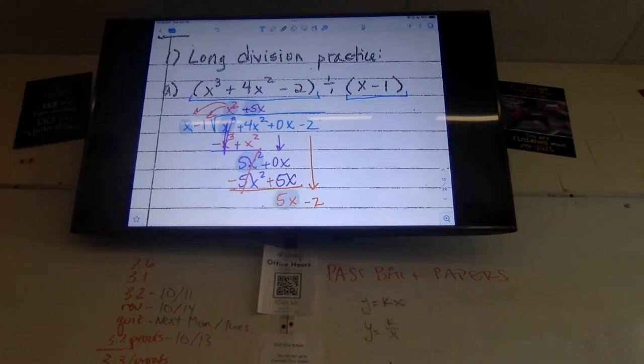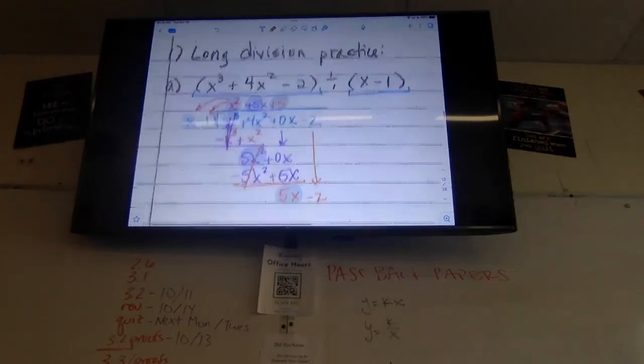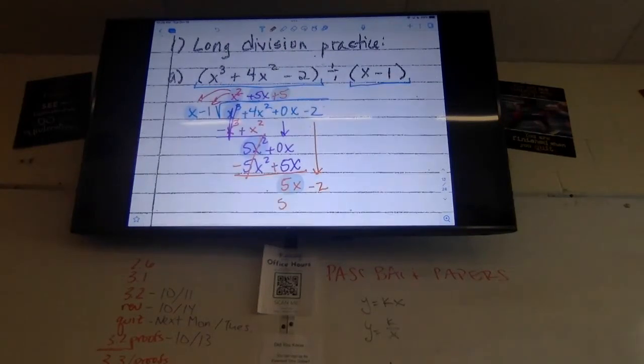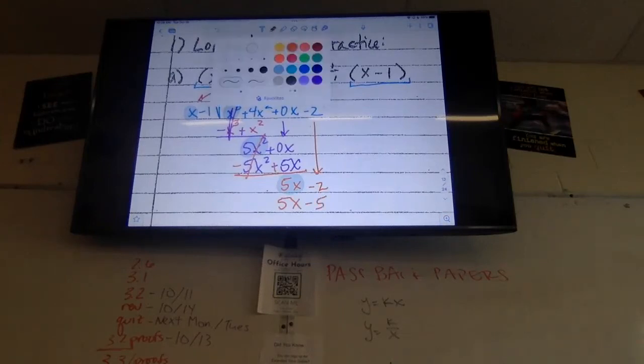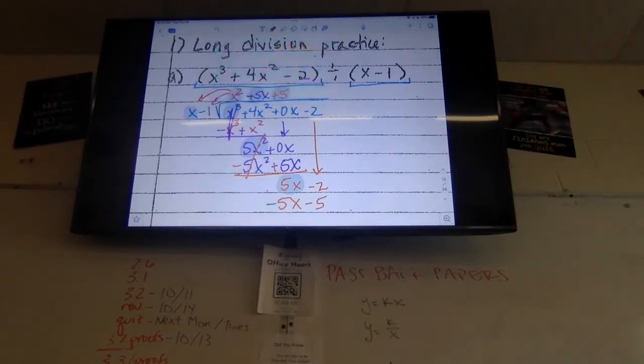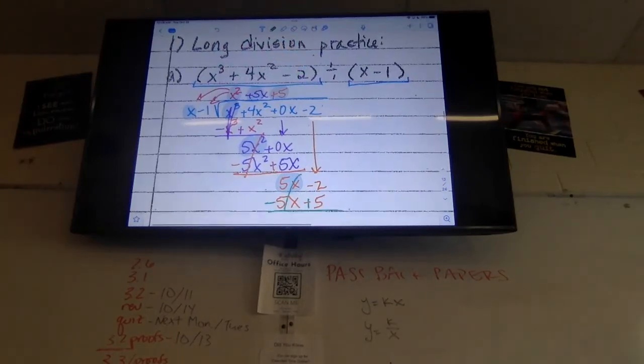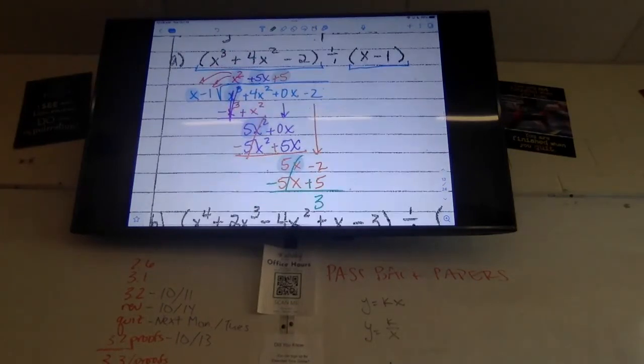So again, now I start back over. What times x gives you 5x? That is going to be plus 5. 5 times x is 5x, and then 5 times -1 is minus 5. And then for the last time, I'm going to switch all my signs, minus, plus, and I get 3. 3 is my remainder. What else do you know about remainders?